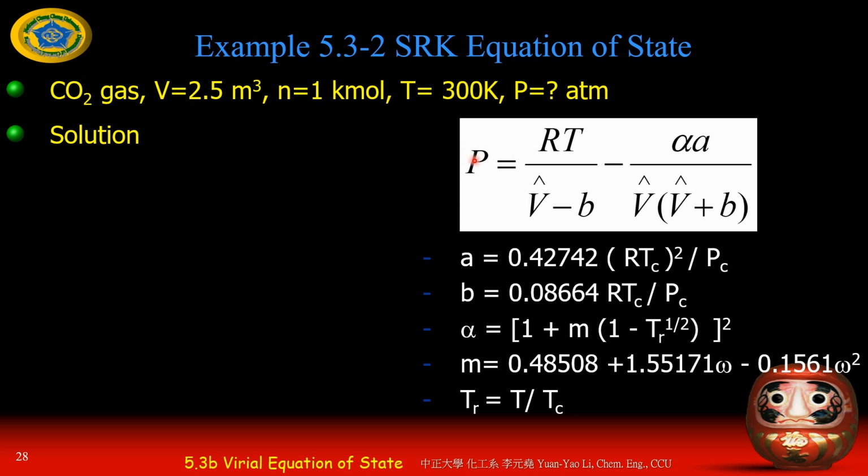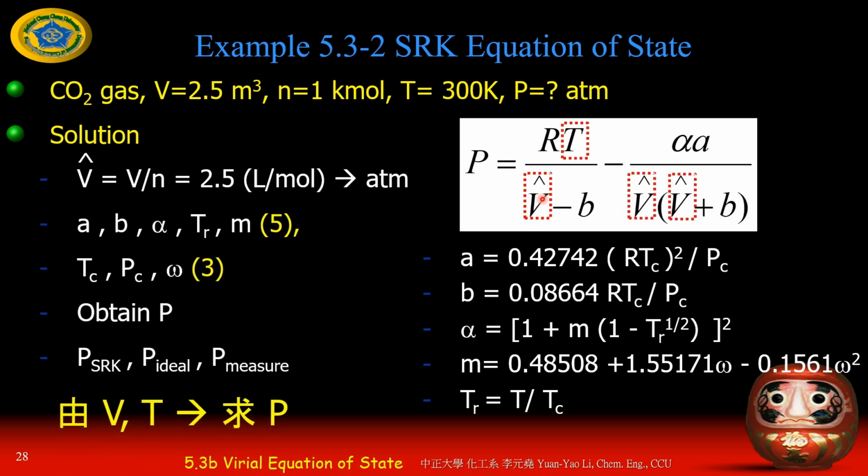Easy. What happens if I give you pressure and temperature? You can get volume. But this is a cubic equation. Can you get the answer of a cubic equation? Yes, you can. I don't want to waste your time, so please go home and practice this by yourself. Because I give you the volume and the temperature, you can find out the pressure using the ideal equation of state. So you can get the ideal value, and you can also measure the pressure. So you can compare these three.